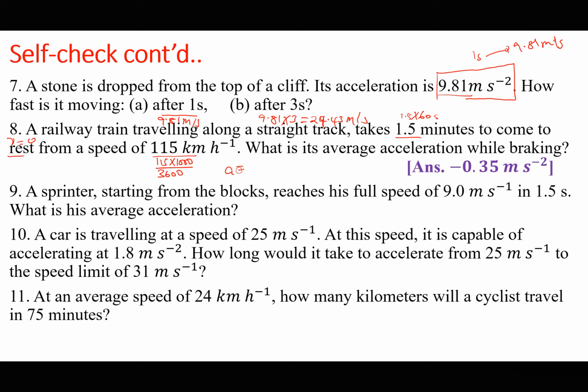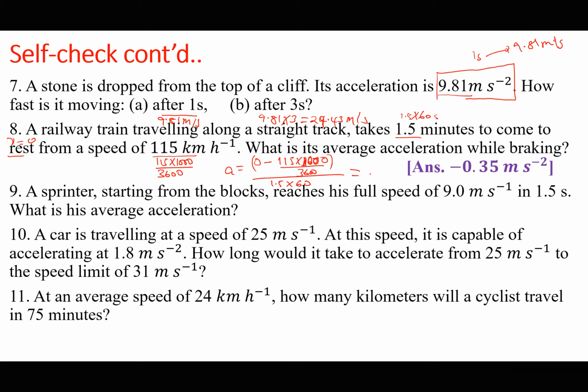So the acceleration is going to be the final velocity, which is 0, minus the initial velocity, to come to rest from this speed. So the initial velocity is going to be 115 times 1000 divided by 3600. That is the change in velocity, divided by the time, which is 1.5 times 60.